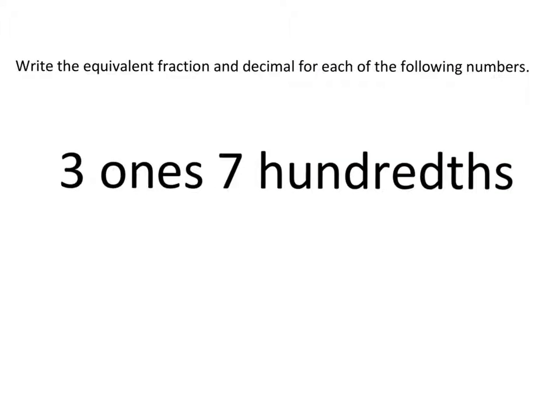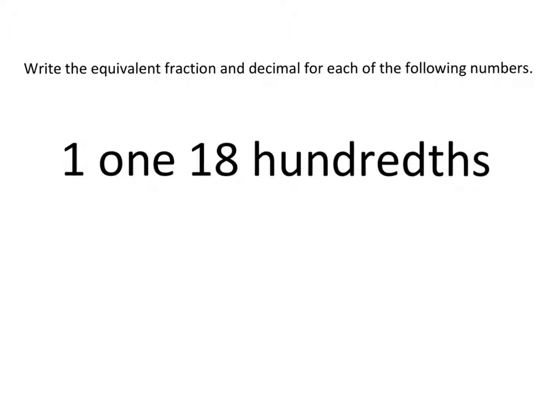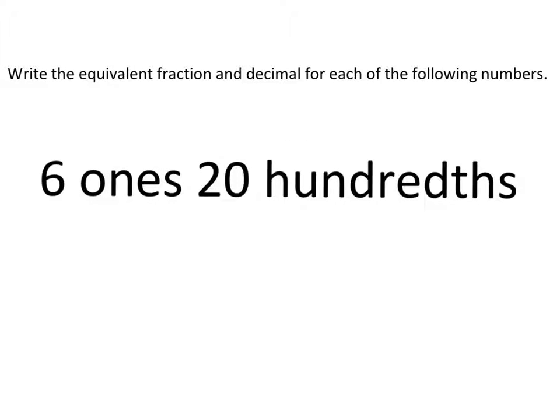First problem tonight. Continue doing what we've been practicing. We're going to write the equivalent fraction and the decimal. Here's your unit form. 3 ones and 7 hundredths. What does that look like as a mixed number, equivalent fraction, and a decimal? Second one, again, equivalent fraction and a decimal for 8 ones and 18 hundredths. And last one, give me an equivalent fraction and a decimal for 6 ones, 2 thousandths.